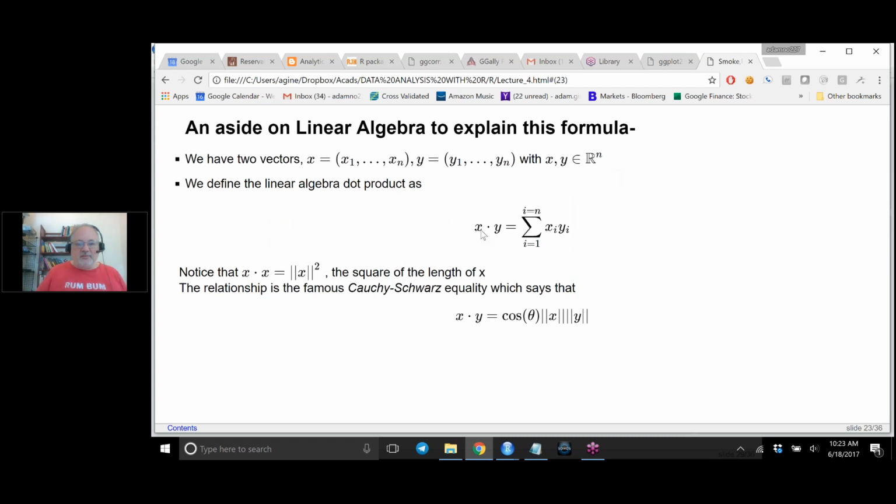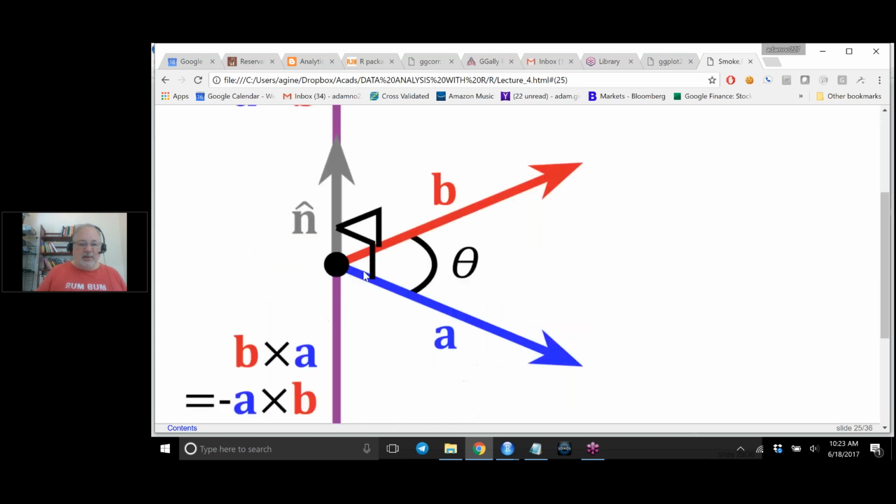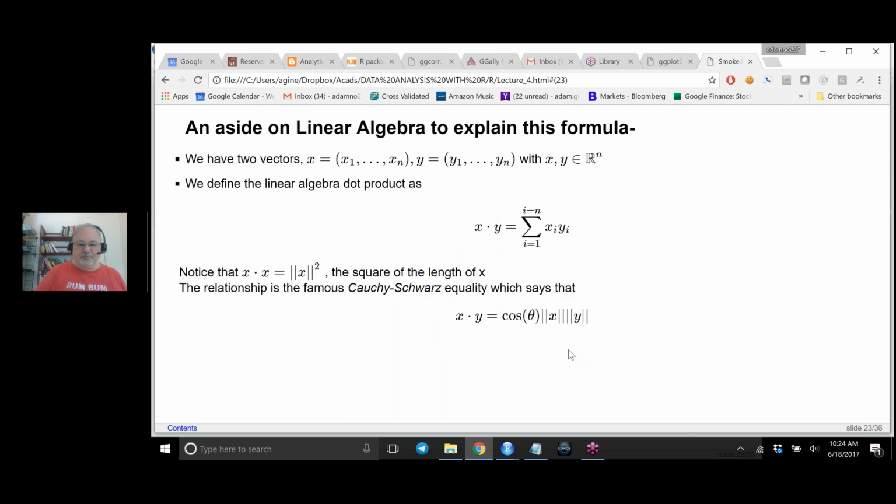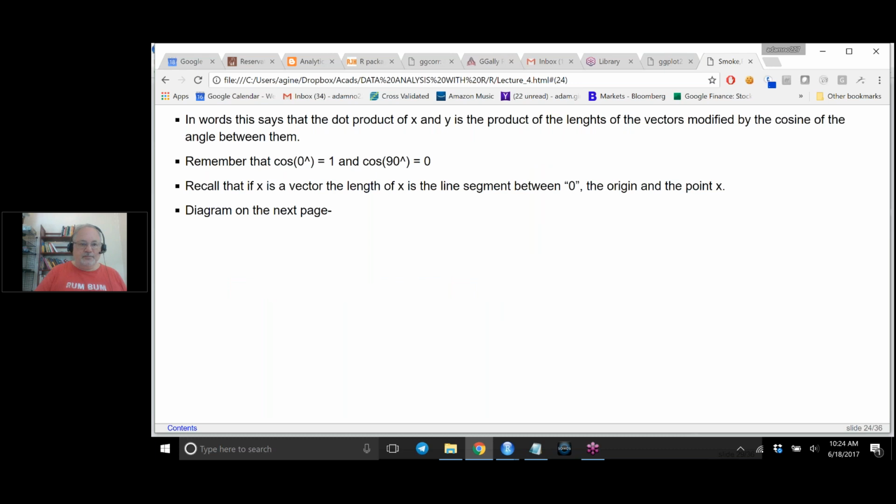So this dot product really tells you something about the geometry. X dot x is the length of the vector. So in other words, if you have a vector, now over here it's called A and B, but let's just say this is the vector, A dot A would be the square of this distance from the origin to A. Okay? And there's a very famous mathematical fact called Cauchy-Schwarz, which says the dot product of x and y is the cosine of the angle between them times the actual lengths of those two vectors. So x dot y is the product of the lengths of the vectors modified by the cosine of the angle.